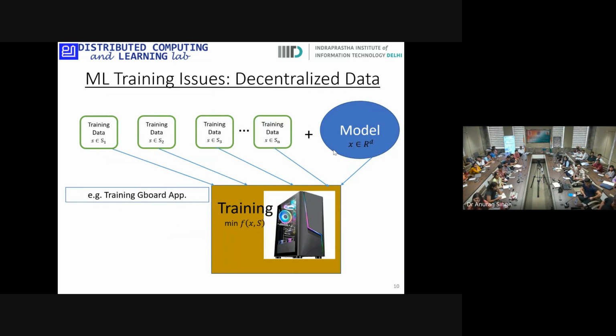Not only that, it is also increasingly the case that we cannot collect the data in one place. So we cannot have data centralization. Why? Because of various rules, various guidelines of data collection, data privacy issues, right? So therefore, what is happening? Data is being decentralized. Data are being collected at different nodes.